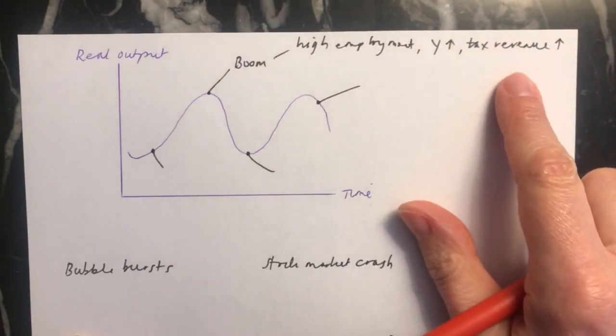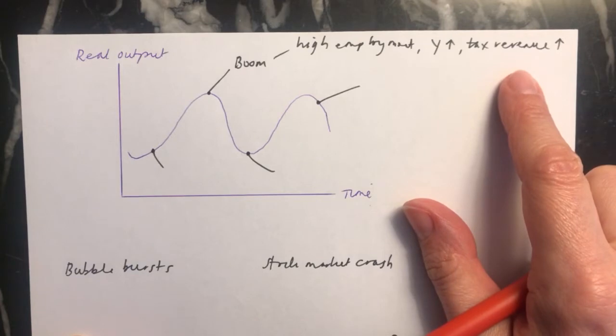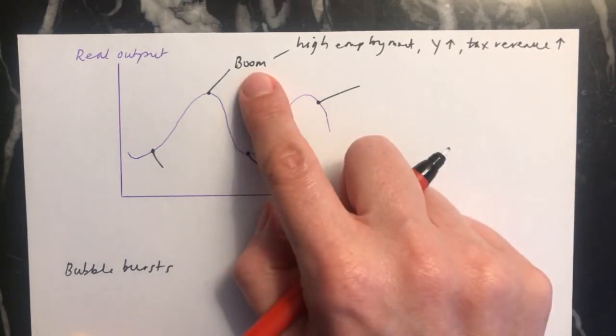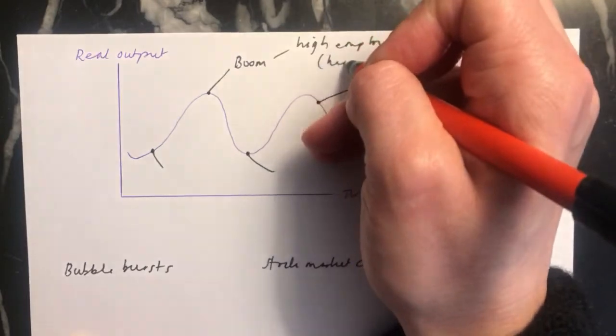and this is, for example, what happened just before the financial crisis. Up until about 2007, 2008, the UK was in a boom. You have high economic growth.